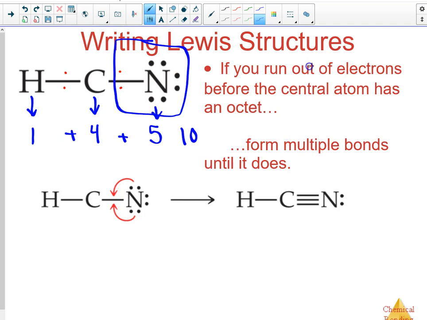No. So if we cannot octet the central atom, we must share pairs of electrons. So carbon and nitrogen will end up sharing 3 total pairs of electrons. And this would be your Lewis structure. You okay with that? Who's with me so far?